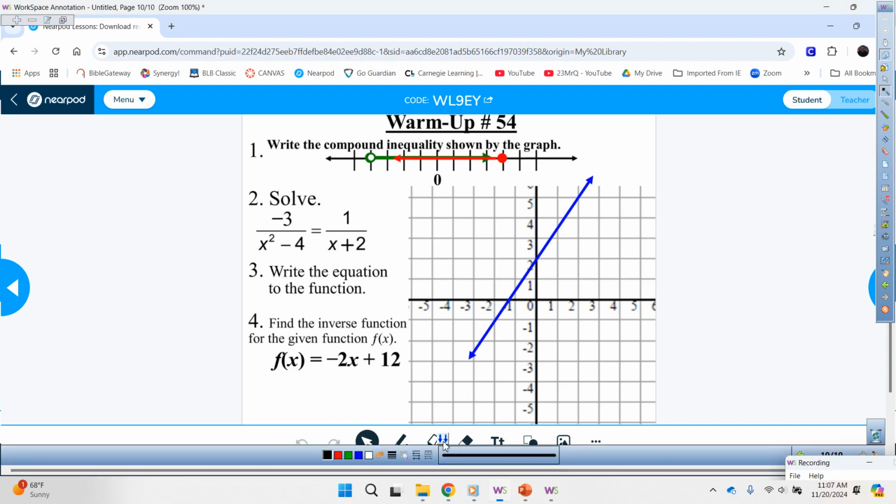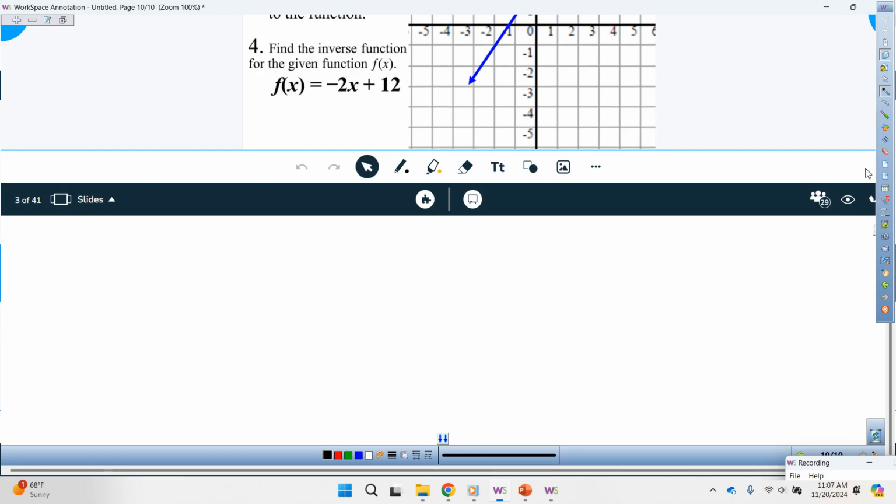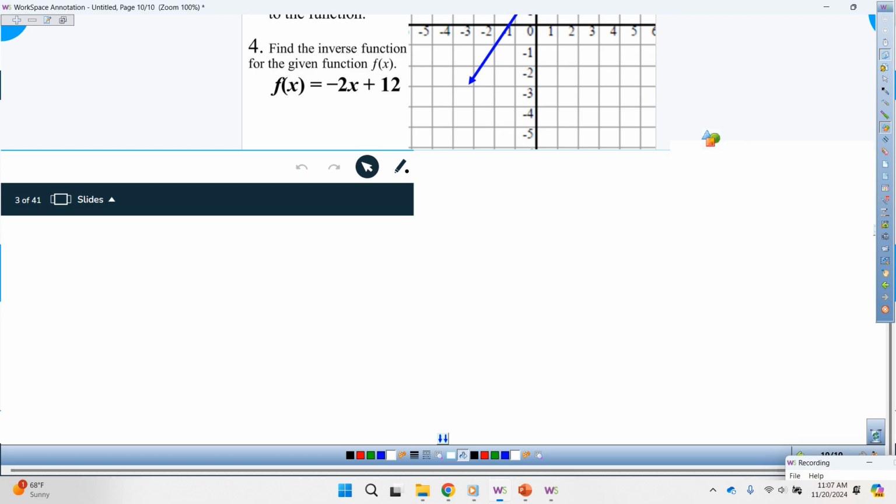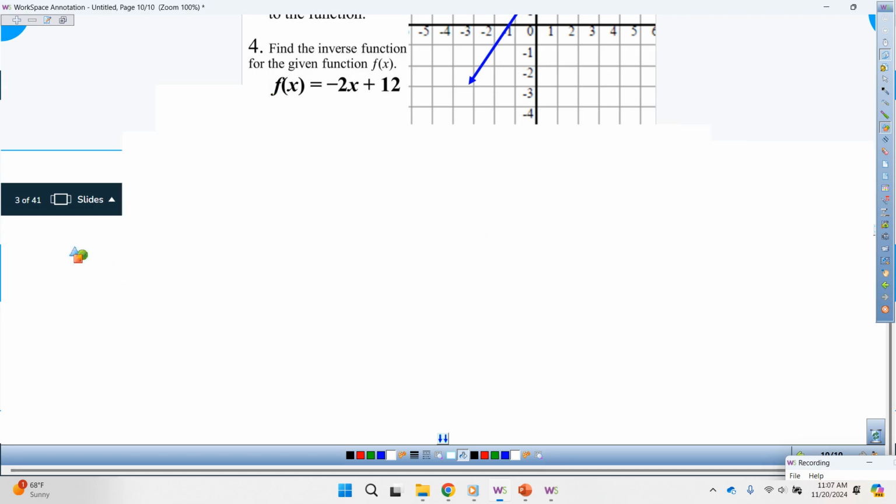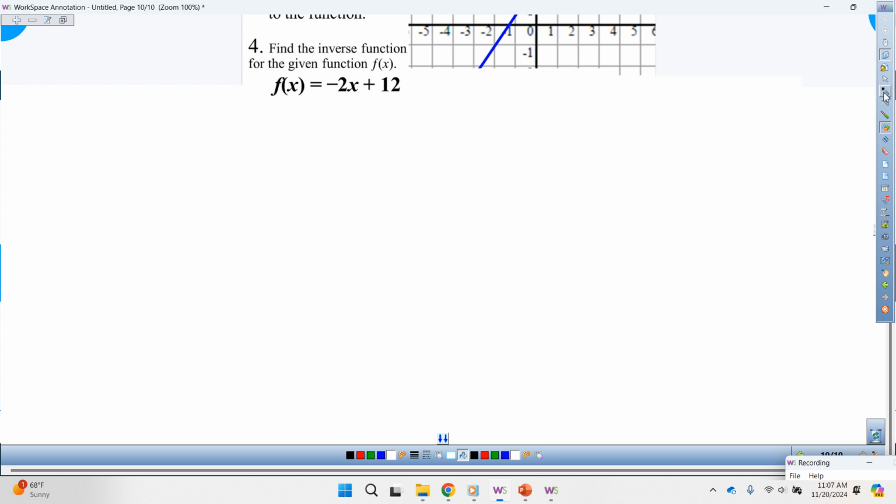Check with the neighbor what they got for the inverse, and then we're going to have Enrique pass someone. Inverse for number 4. All right, Enrique, pass someone. Mario, what's the first thing we do? Y equals -2x plus 12. Next, what do I do? Subtract 12 from each side.